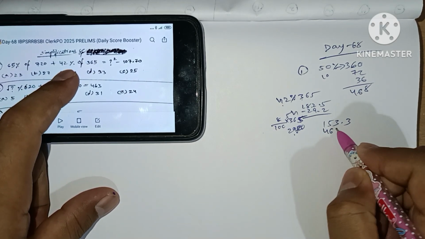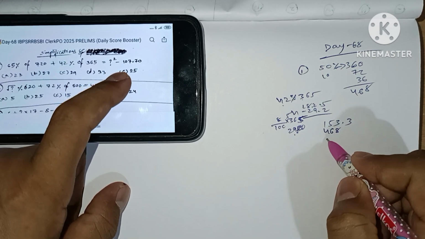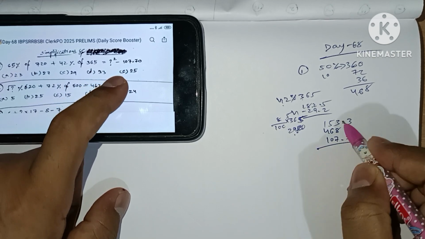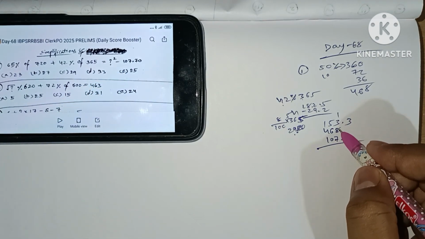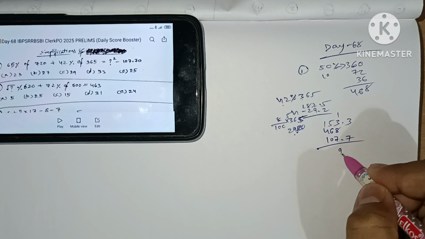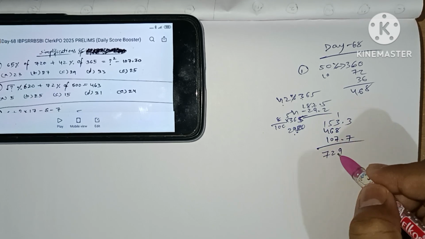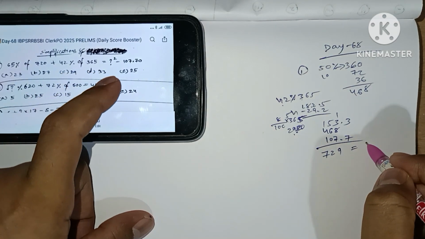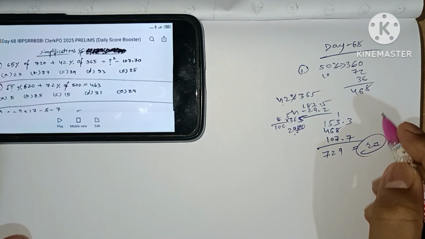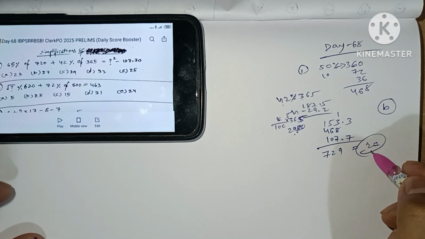153 plus 468. This 107.7 comes here. 729 equals x square, which is 27 square. So the answer will be option B, 727.